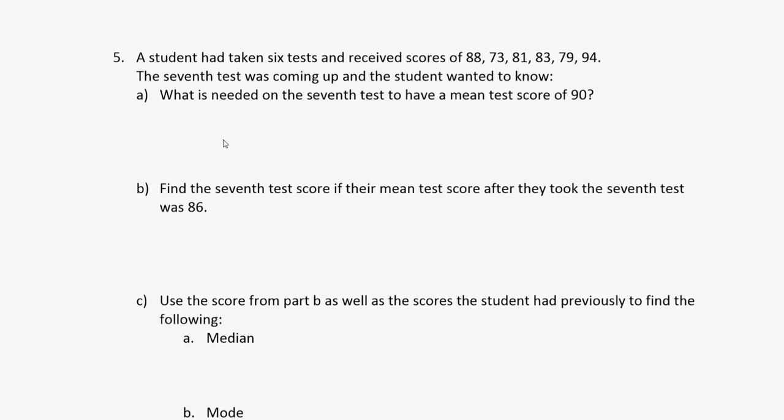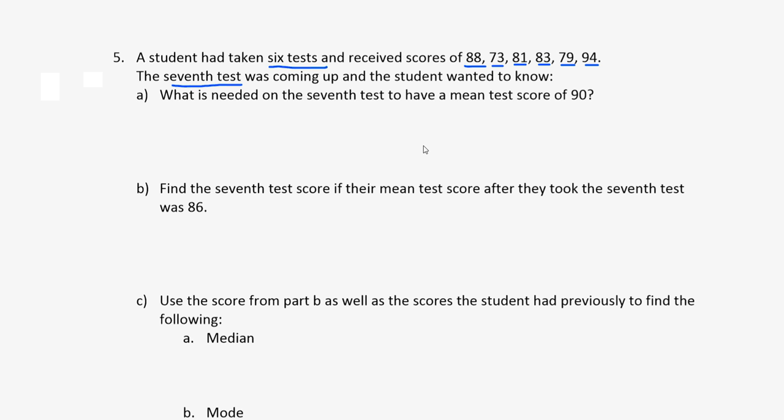I'm going to go through number 5 with you. We are going to deal more with this in part 2 of this section, but just to introduce you to it, number 5 says a student had taken six tests and received the scores of 88, 73, 81, 83, 79, and 94. So we're given all 6 tests. The 7th test was coming up, and the student wanted to know what is needed on the 7th test to have a mean test score of 90.